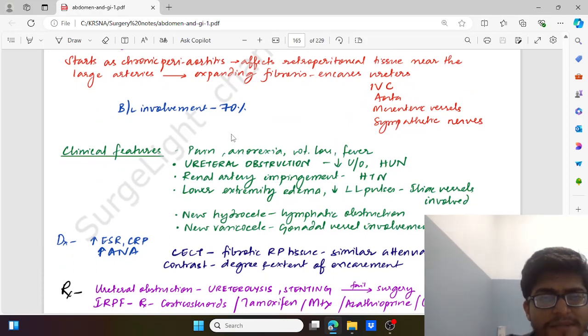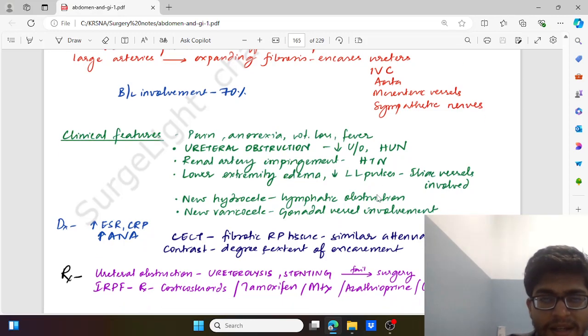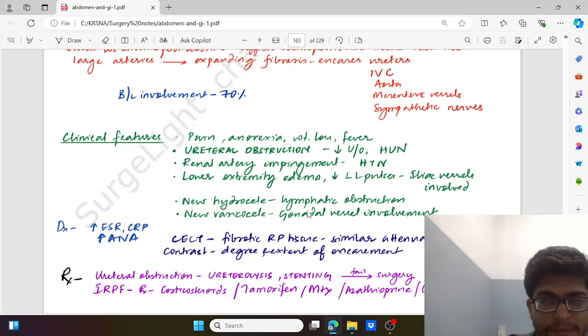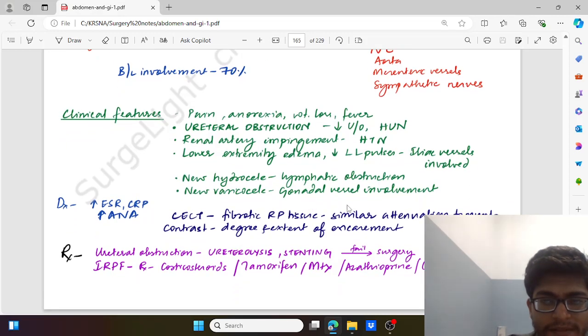Then clinical feature is pain, anorexia, weight loss, ureteral obstruction causing hydronephrosis, obstructive uropathy, then renal artery impingement causing hypertension, lower extremity edema due to lymphatic blockage, decreased pulses, hydrocele due to lymphatic obstruction, varicocele due to gonadal vessel involvement.